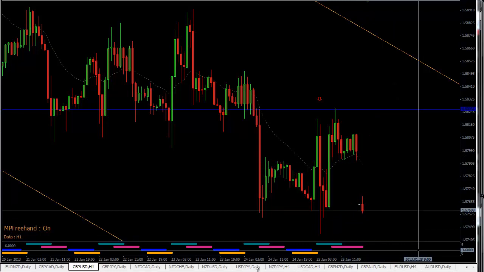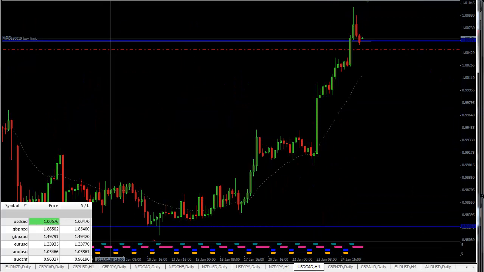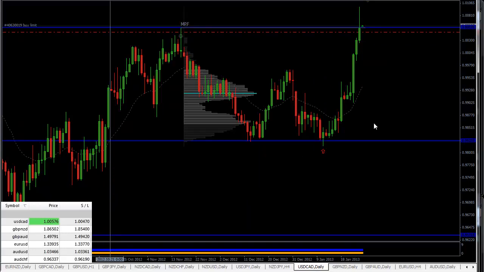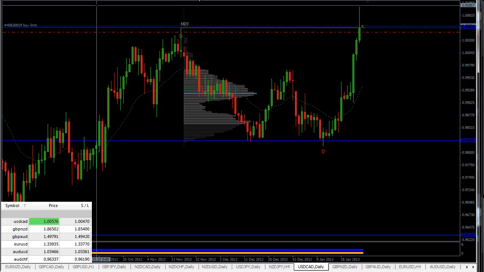But we have some orders already on the table for some other pairs, and just kind of wanted to go through some of those. The first one we got is the dollar CAD, and let's zoom out to the day charts. Actually, let's look at the 4-hour chart.